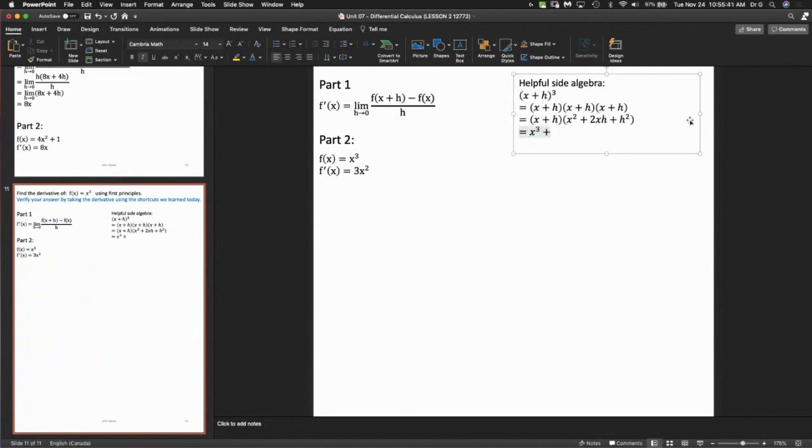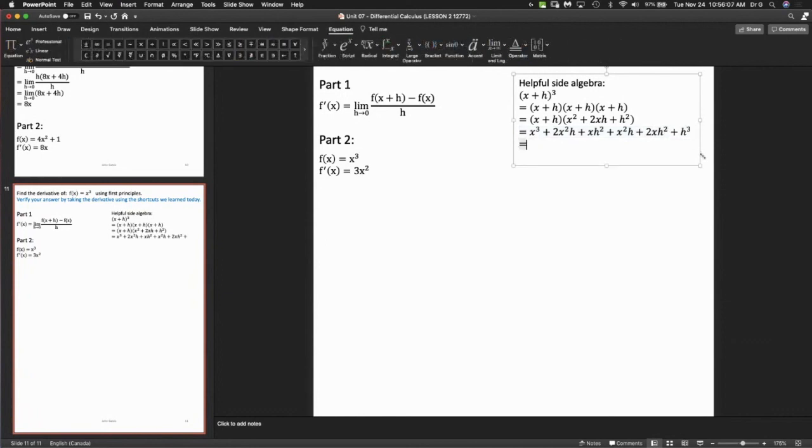x cubed plus 2x squared h plus xh squared plus x squared h. I hate when it does that. I'm not looking as I'm typing, because I was typing it sideways. Okay. Anyway, where was I? 2xh squared plus h cubed.